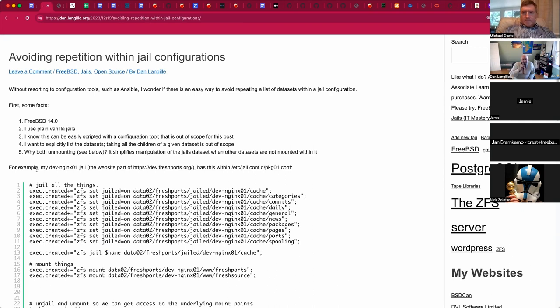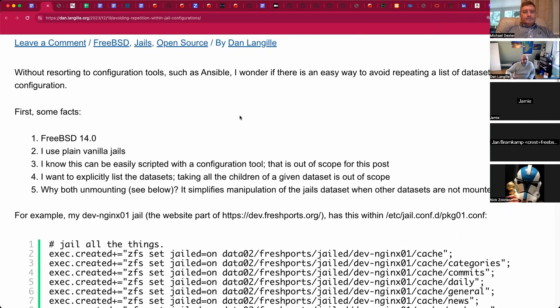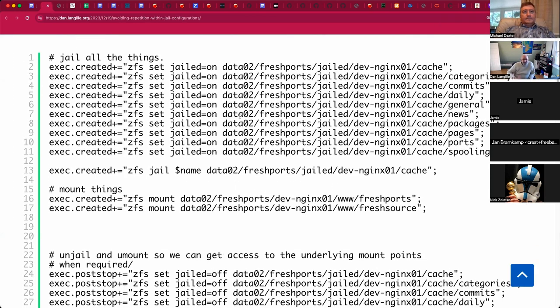So basically, I have a bunch of file sets that I want to perform repeated tasks upon. Sometimes it's jailing them, sometimes it's unjailing them, sometimes it's geomounting them. And I want to do this all within the configuration. I know I can do this with something like Ansible, but can I do it solely within the jail configuration?